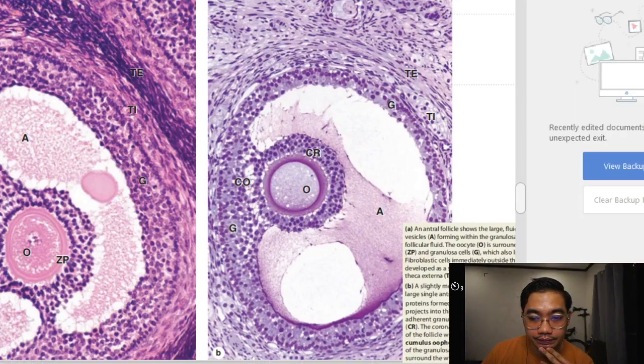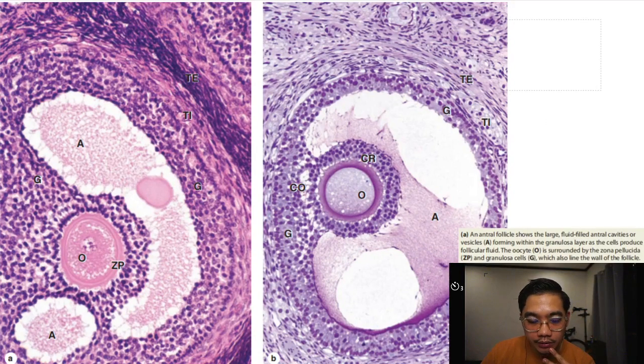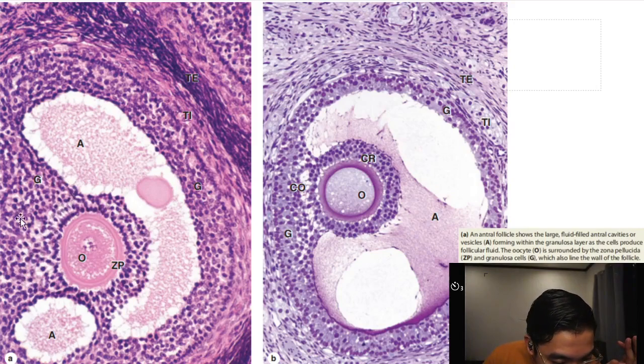So here, you can see this oocyte. This is an antral follicle. Antrum. Zona pellucida. This is your corona radiata. This is your cumulus oophorus. These are granulosa cells. Here again, granulosa cells, corona radiata, antrum. So it is more developed.